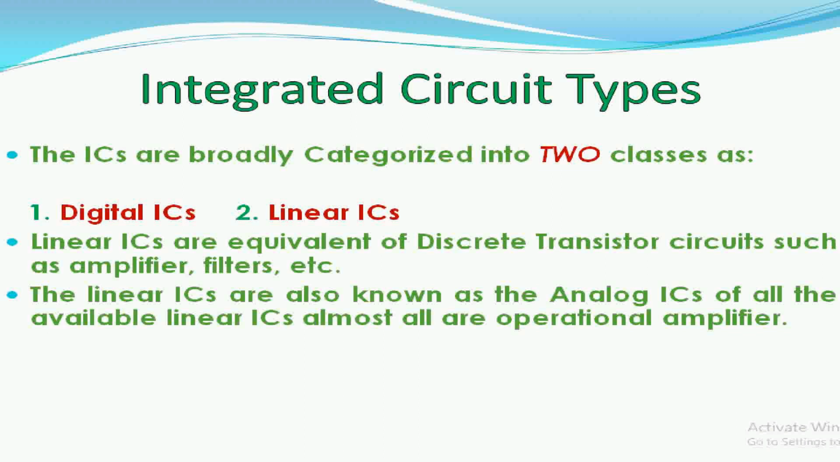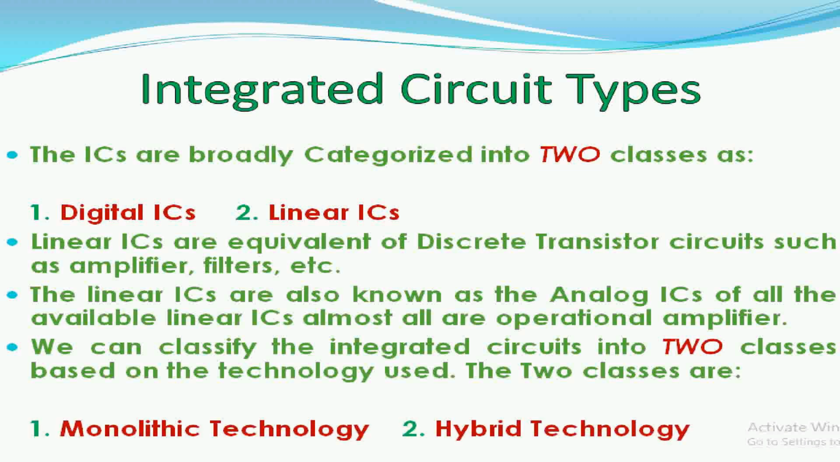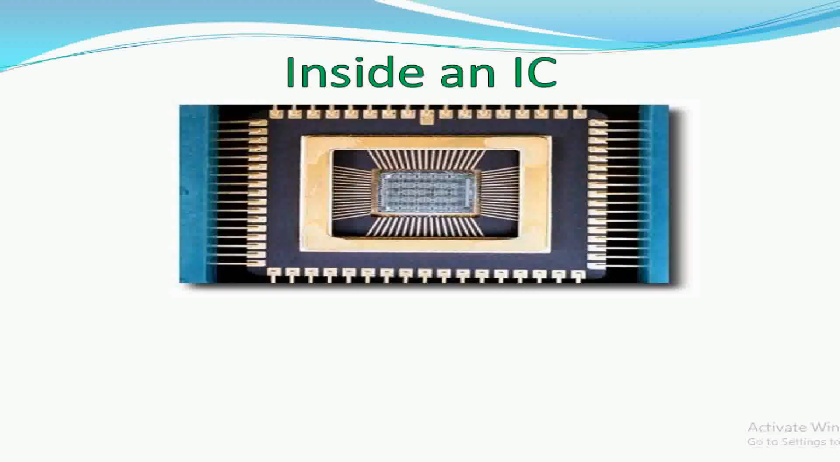Let us consider a BJT, the bipolar junction transistor we have seen. If you design any circuit for amplification with the help of a BJT, such as a CE amplifier or CC amplifier, that comes under linear ICs. Linear ICs are also known as analog ICs. Of all the available linear ICs, almost all are operational amplifiers. We can classify integrated circuits into two classes based on the technology used for their manufacturing: monolithic technology and hybrid technology.